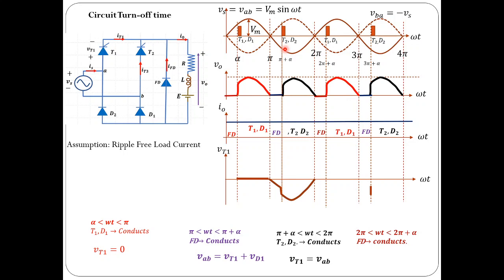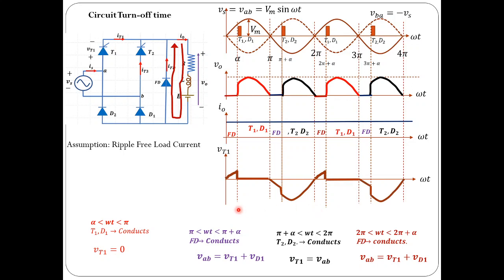Now what happens from 2 pi to 2 pi plus alpha? The freewheeling diode would conduct, and during this period again VAB is equal to VT1 plus VD1. Of course VT1 and VD1 both are going to be positive. Let me take this as the voltage across the thyristor. This is the voltage drop sharing across thyristor T1. So this is the voltage across thyristor 1 during the period omega t ranging from alpha to 2 pi plus alpha, for a complete cycle. The same thing would repeat for the remaining cycles also.